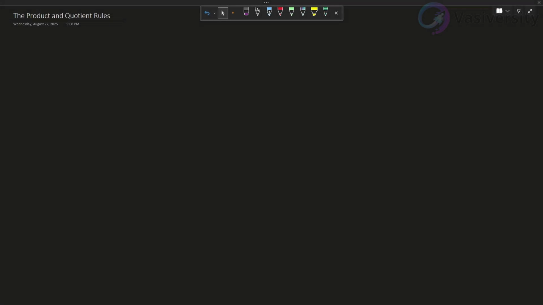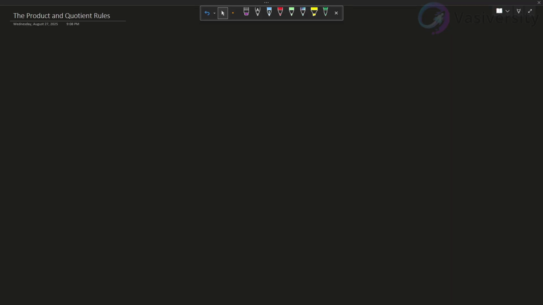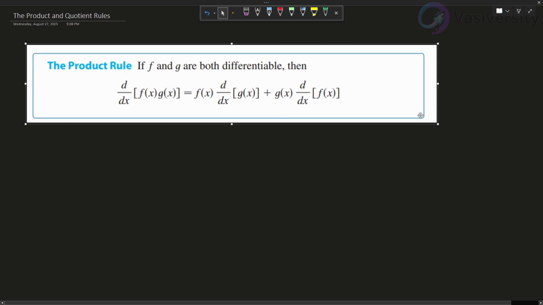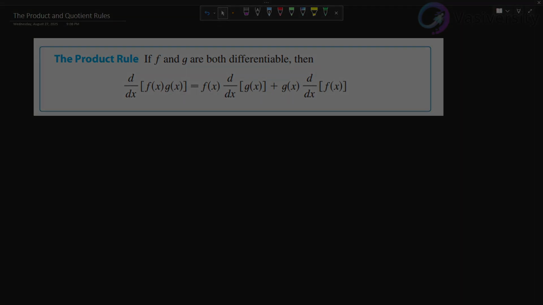You are going to be doing the product and quotient rules for differentiation. So let's go ahead and start with the product rule. The product rule, in the d/dx notation, is as follows. If f and g are both differentiable, then the derivative of f times g is going to be f times the derivative of g plus g times the derivative of f.